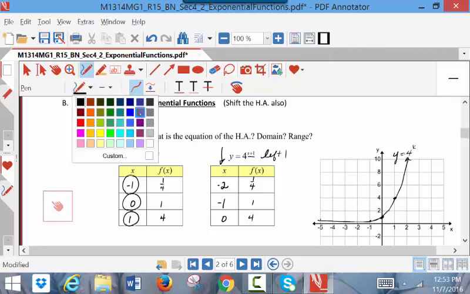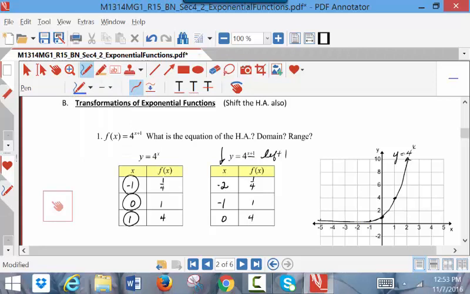I better change color. I'll go with blue. This point to the left one would be about right here, this point to the left one would be here, and this one here, which are the ones we have in our table: -2, 1/4; -1, 1; and 0, 4. This is our transformed exponential function, y equals 4 to the x plus 1. We just took it left 1. Now, my transformed function has a horizontal asymptote. When I moved left, did it change the horizontal asymptote? No. The horizontal asymptote remains y equals 0 right here. So there it is, moved to the left 1.